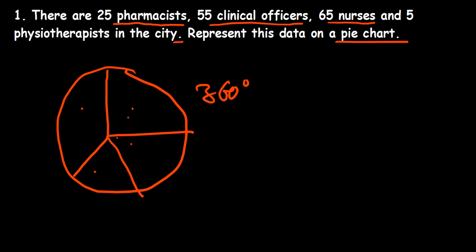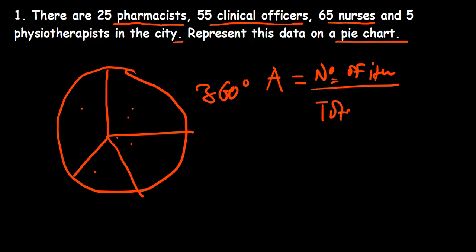Angle is equal to the number of items in that category, divided by the total number of items, and then multiplied by 360. So what does that mean?